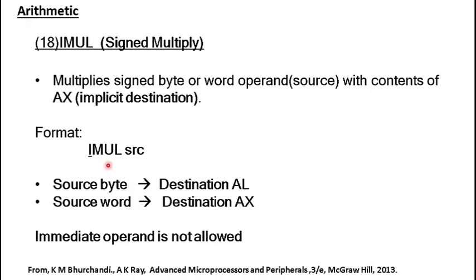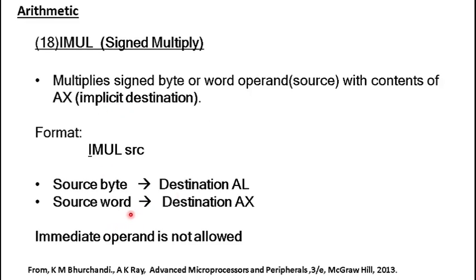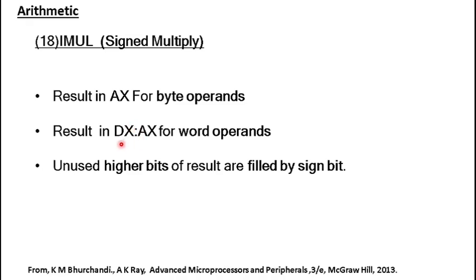So if you are using a byte along with IMUL, the destination will be implicitly AL, and if you are giving a word over here, the destination will be AX. Note that we need to store the result, and it will be twice the size of the source that is specified here. So if you are giving a source of byte, then the result will be a word, that is, it will be in AX. And suppose you are giving the source as a word, the destination will be AX and the result should be in DX:AX, because we need twice the size to store the final result.